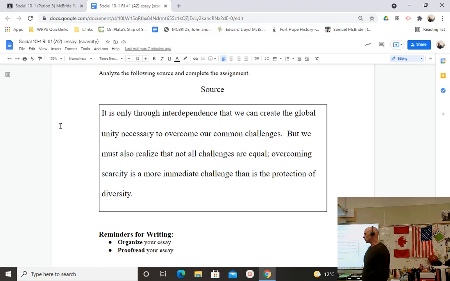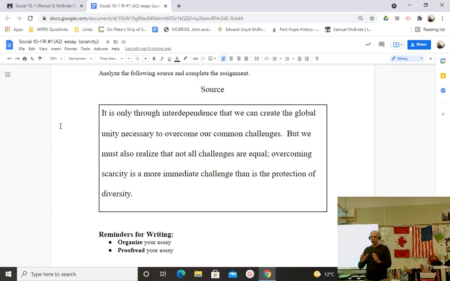So we're still looking at the problem, and we do see that they're suggesting that overcoming scarcity is more of an immediate challenge than its protection of diversity. What does scarcity look like? Even though we haven't studied it yet, you should have seen the term last year in grade 9. What does scarcity look like in the global village? Yes? Scarcity of resources, right? So we have stuff called scarce resources or finite resources.